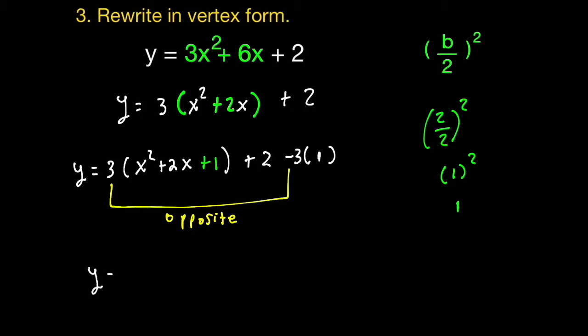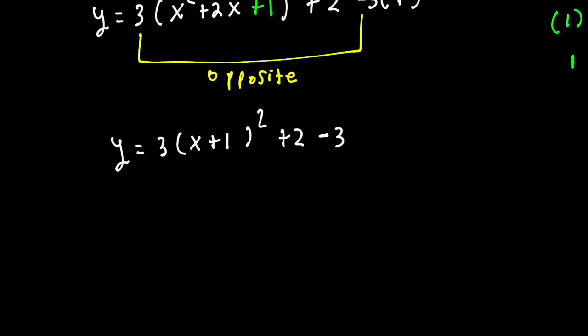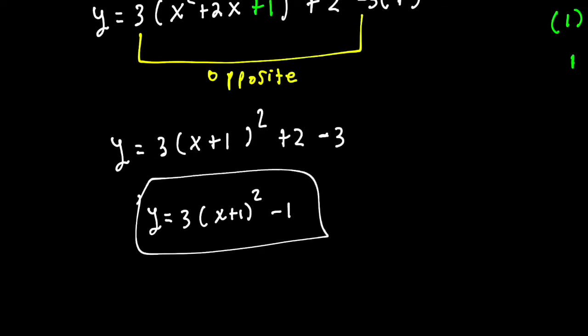I will be left with y equal to 3 multiplied by, and recall that the perfect square trinomial, I can exchange it for a binomial squared by grabbing x and adding half of the coefficient of x. So half of 2 would be 1. So we get x plus 1 quantity squared. We have the plus 2, and then negative 3 times 1, that's negative 3. The last thing to do is to combine the positive 2 and the negative 3, and we get a final value of 3 multiplied by x plus 1 quantity squared, and 2 minus 3 is negative 1. And we have our vertex form.